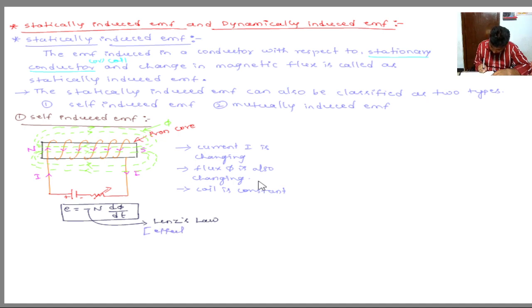Effect will oppose the cause of its production. This is the statement of Lenz's law. Effect will oppose the cause of its production.